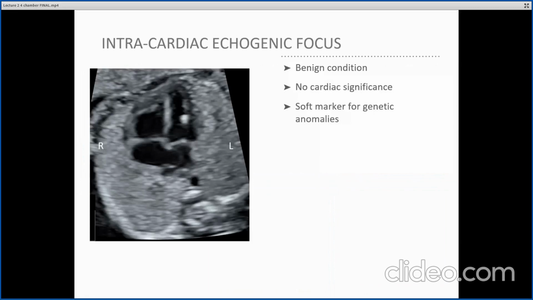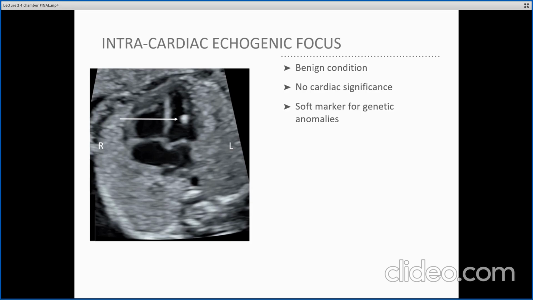Now, this is one of the most common variations in the four-chamber view, for which a large number of referrals can happen, including to fetal cardiology programs. This is the echogenic intracardiac focus. This is a solitary focus seen in the LV. Sometimes we can see bilateral echogenic foci. Now, this is a totally benign condition, and from the cardiologist's perspective, this has got no significance.